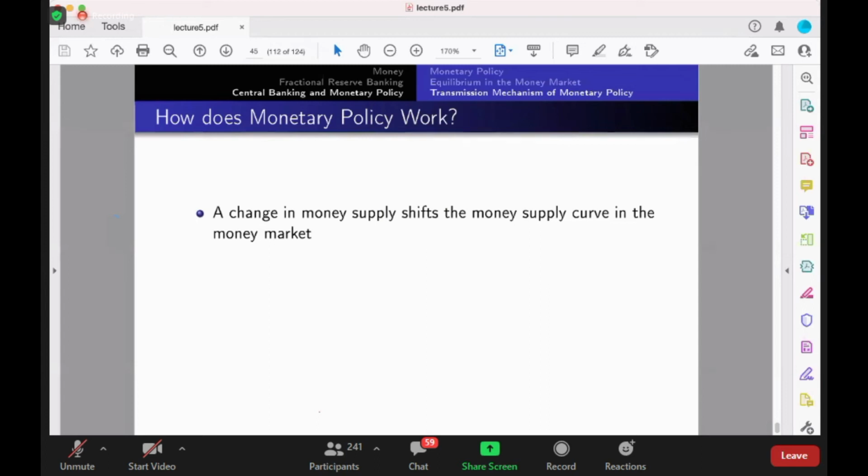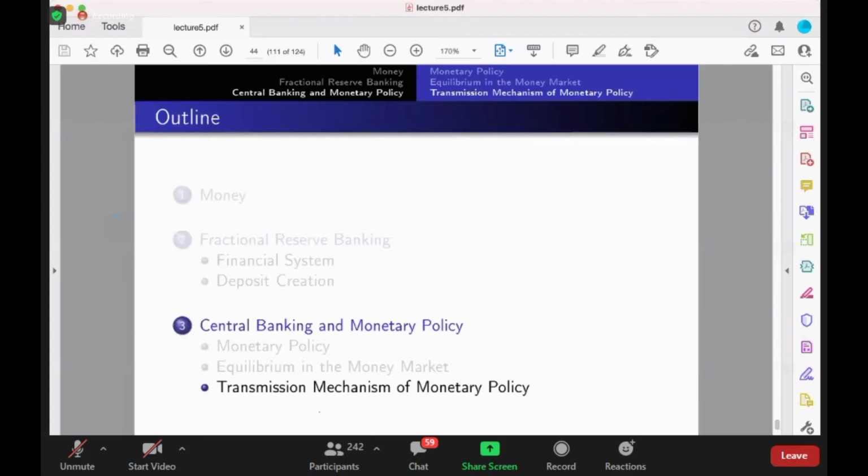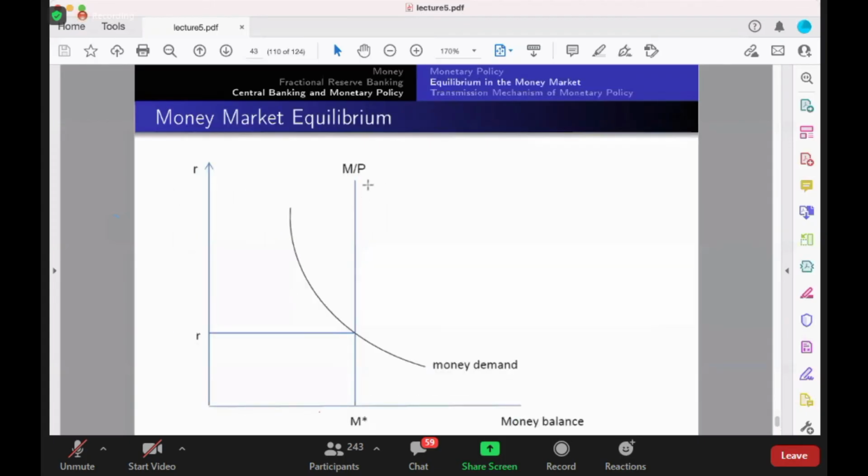Now let's look at what happens if, for instance, there is an increase in money supply. Before we go there: when there is an increase in money supply, this straight line you see here shifts to the right to show that there's more. It starts from 0, and the further you go to the right, the greater the money supply. If initially we're at M star and there's a reduction in money supply, this shifts to the left.